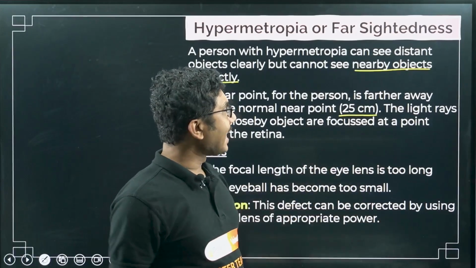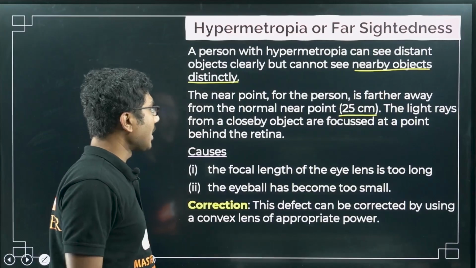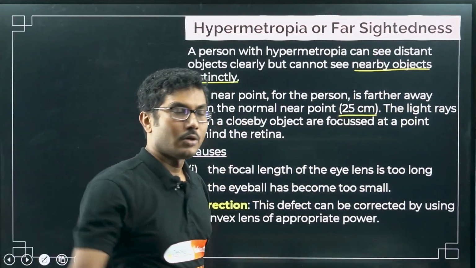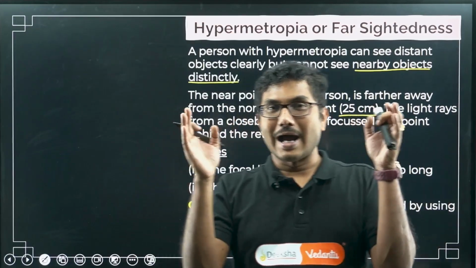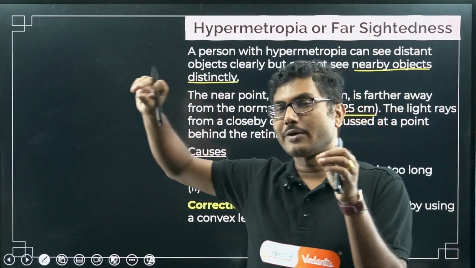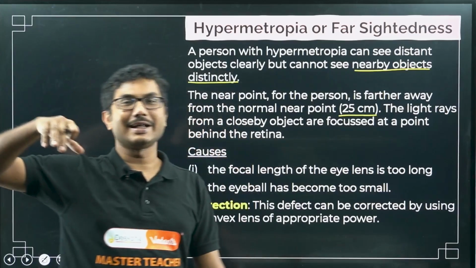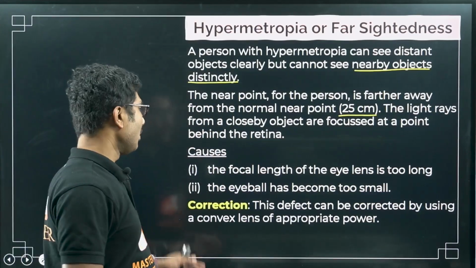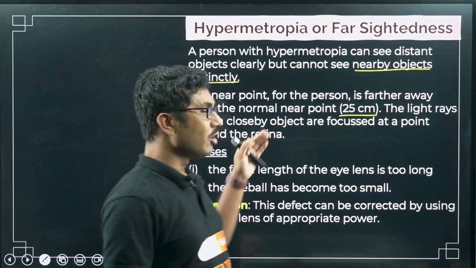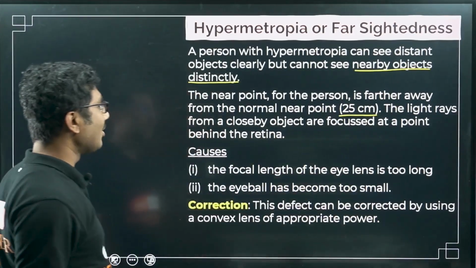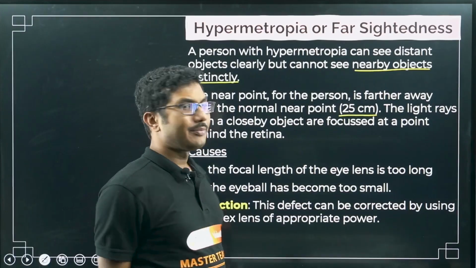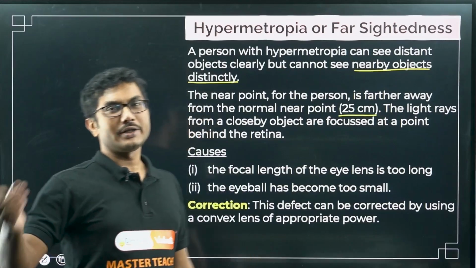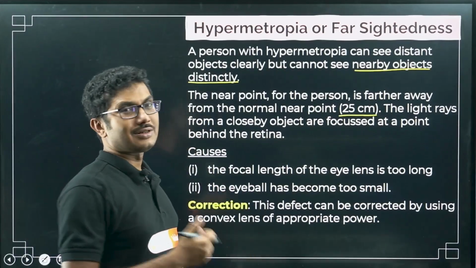Okay, then the light rays formed by close by objects are focused at a point behind the retina. In this case what is happening, your eyeball is shortened, so that your rays are actually crossing the retina and they are focused behind the retina, so you cannot see them clearly. The focal length of the eye lens is too long. Focal length has increased somehow, or the eyeball has become too small.